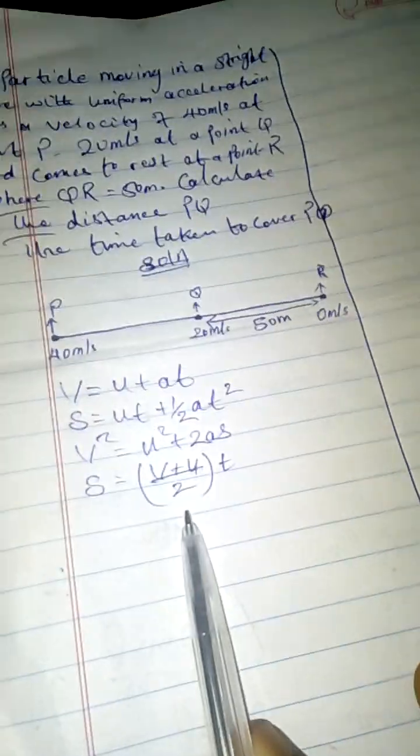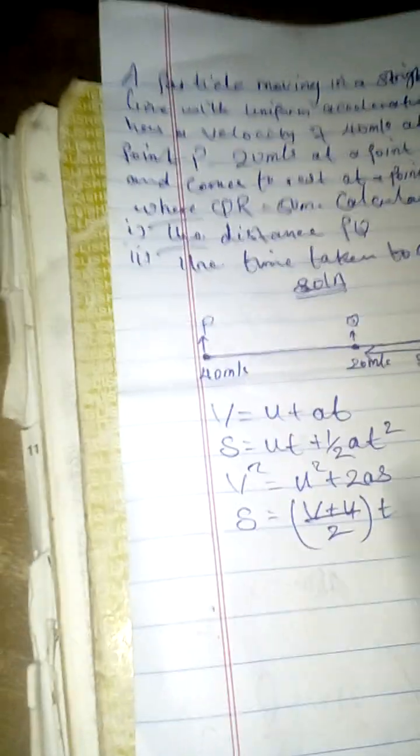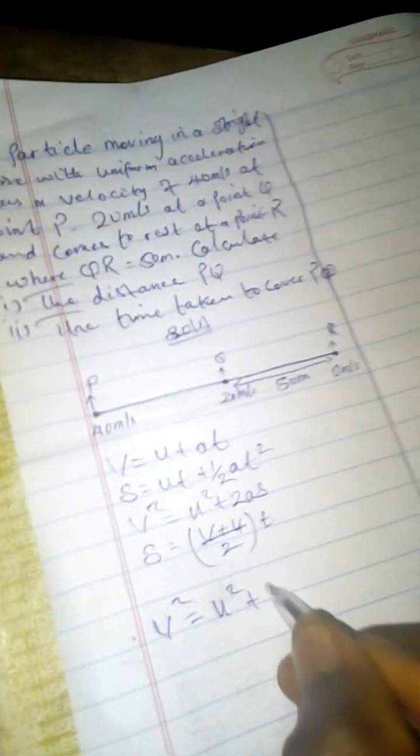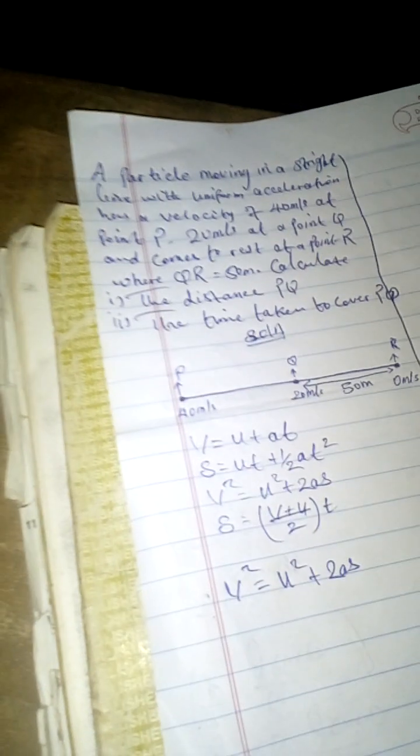If we take this one, time is not given as well. But if we take this one now, we have to find what we need. We have to look for acceleration. So the equation that we are going to use here is V square is equal to U square plus 2AS.